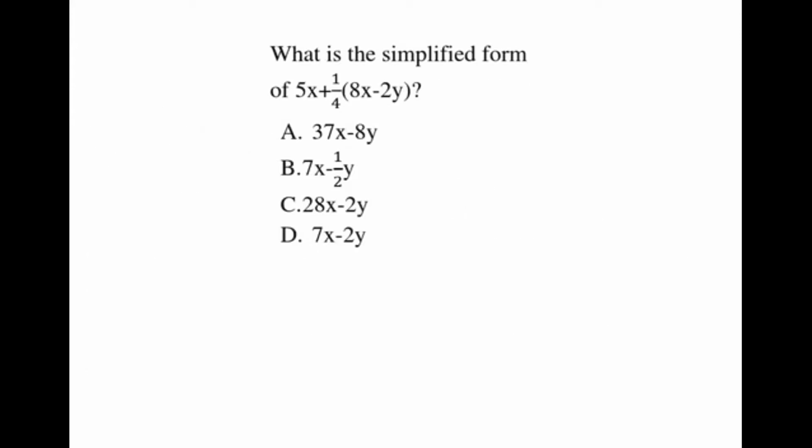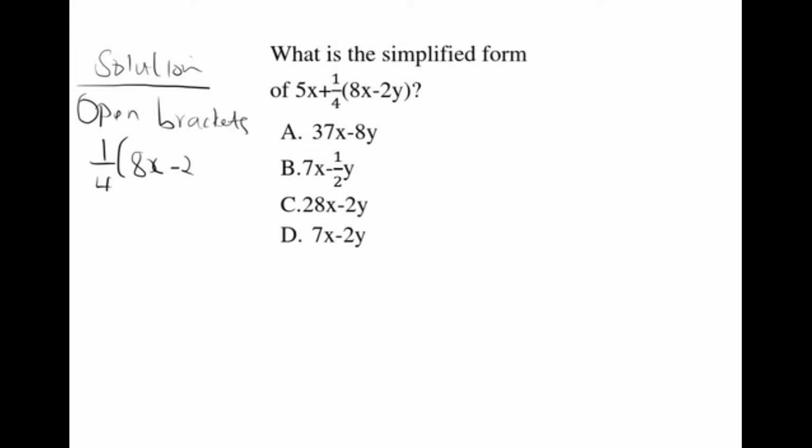What is the simplified form of 5x plus a quarter into brackets 8x minus 2y into brackets? Solution. We are first going to open our brackets. In our case, we have a quarter into brackets 8x minus 2y into brackets. A quarter is going to multiply the numbers which are inside the brackets. Therefore, it will be a quarter times 8x over 1 minus a quarter times 2y over 1.